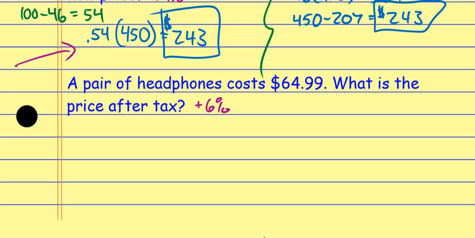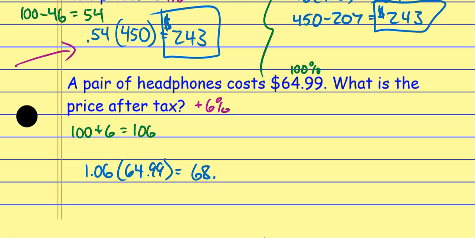So once again, if I think about it the first way, and I'm going to do this one twice, if I start with 100% of the value, so 100% of the price is all of the price. But if I add 6% to that, that means I'm going to do 106%. And so if I wanted to calculate this thing with tax as a decimal, that's 1.06 times the 64.99. And this is a job for my calculator. So I get $68.89 when I round it off. Okay?